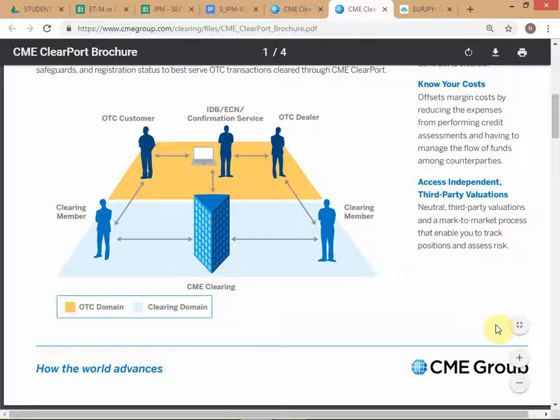So what they do is after this they pass the transaction to CME Clearport. They have to sign up for Clearport. So Clearport is this new arrangement. Passing the transaction means they pass the details of the transaction to CME Clearport. No, they don't cover the transaction. The transaction remains open. But they report it. You report the transaction to CME Clearport.